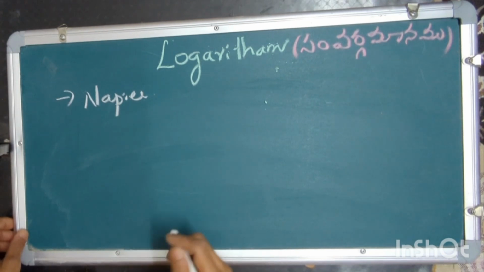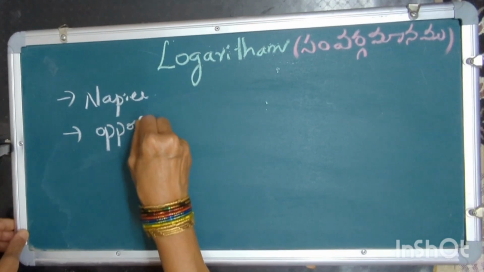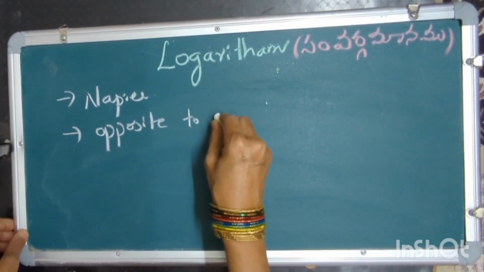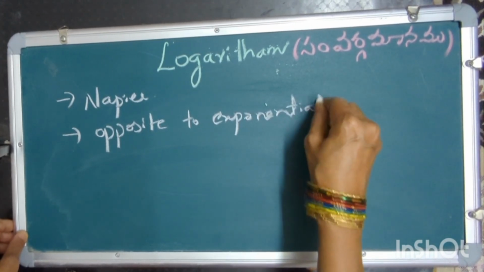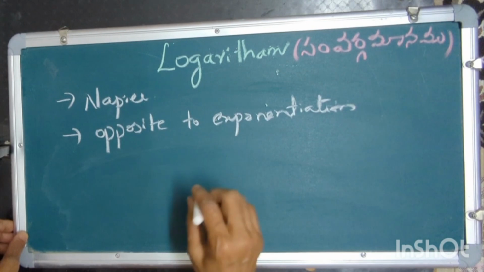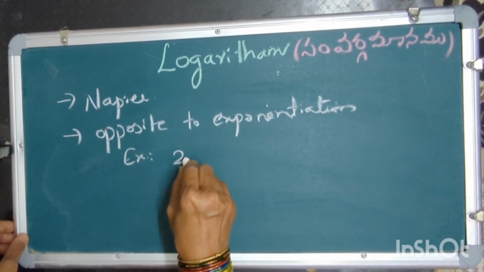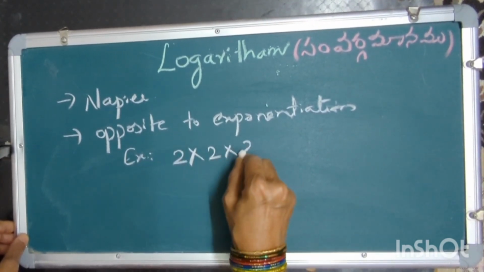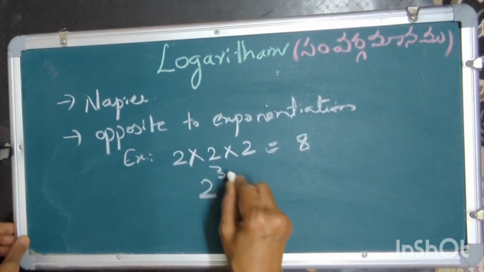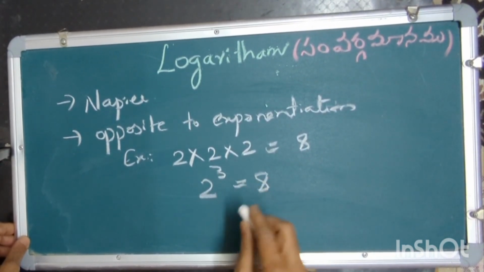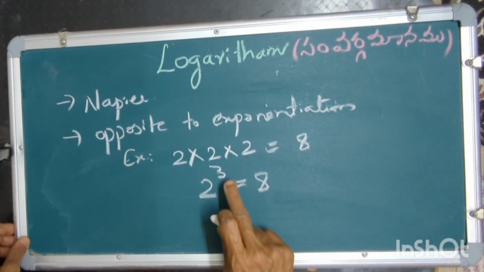లాగర్థమ్స్ అంటే ఏంటి? ఇది ఎక్స్పోనెన్షియల్‌కు ఆపోజిట్. ఫర్ ఎగ్జాంపుల్, 2 into 2 into 2 is equal to 8. అంటే 2 to the power of 3 is equal to 8. సో దీన్ని ఏం రాస్తాము? దీన్ని ఎక్స్పోనెన్షియల్ ఫామ్‌లో రాస్తే 2 to the power of 3 is equal to 8.